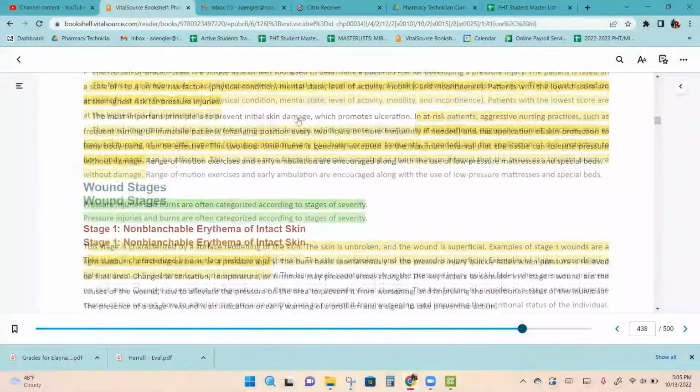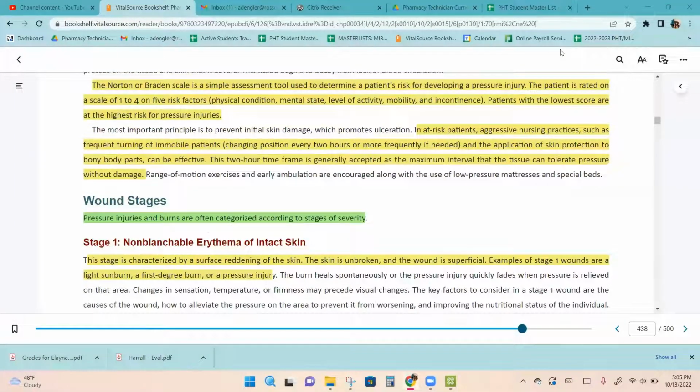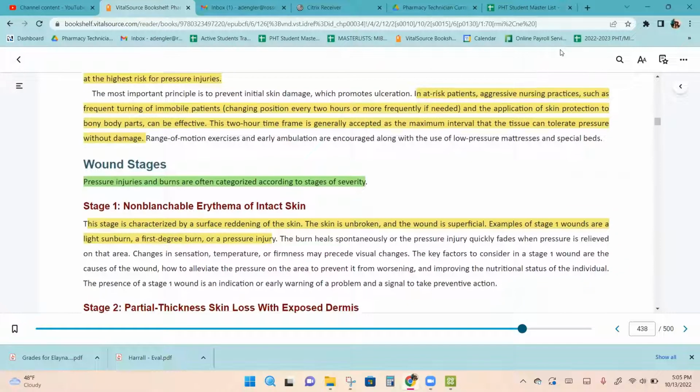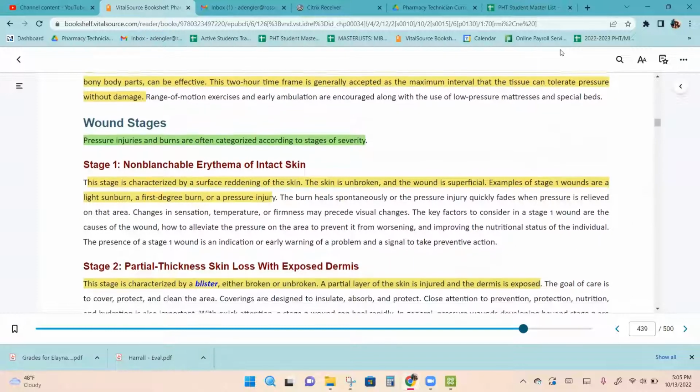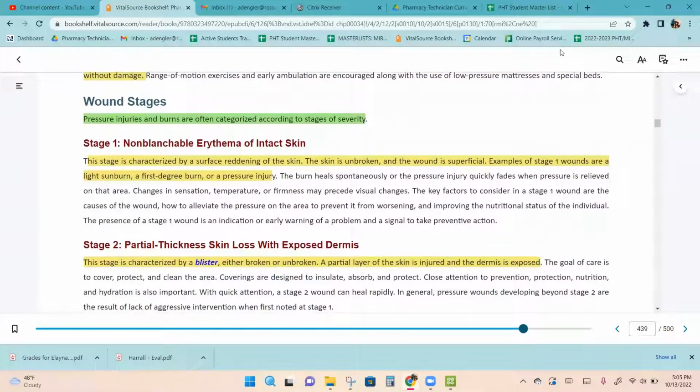In at-risk patients, aggressive nursing practices such as frequent turning of immobile patients and the application of skin protection to bony body parts can be effective. This 2-hour time frame is generally accepted as a maximum interval that the tissue can tolerate pressure without damage. Pressure injuries and burns are often categorized according to the stages of severity.